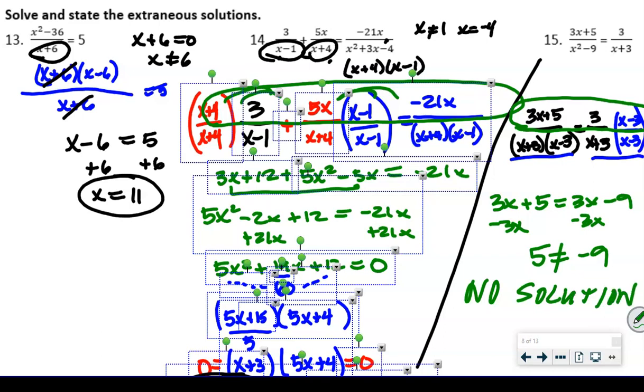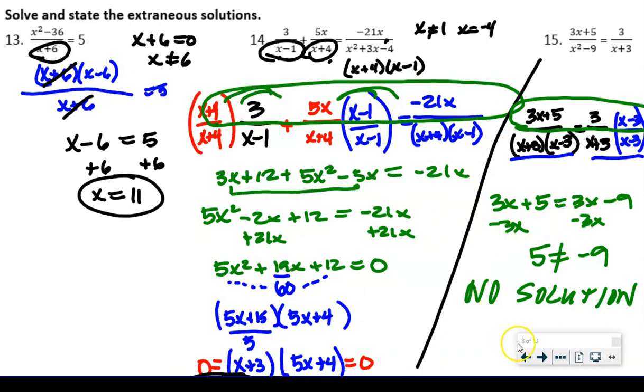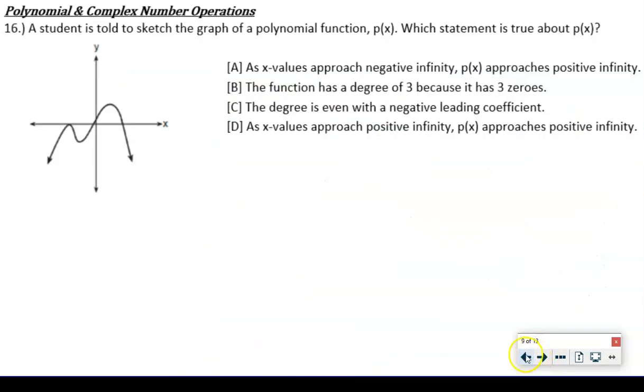Okay? And I wouldn't be surprised if something like that showed up on the actual midterm, y'all. It would not be surprising from the county if they did something like that. So, all right, here's the next one.